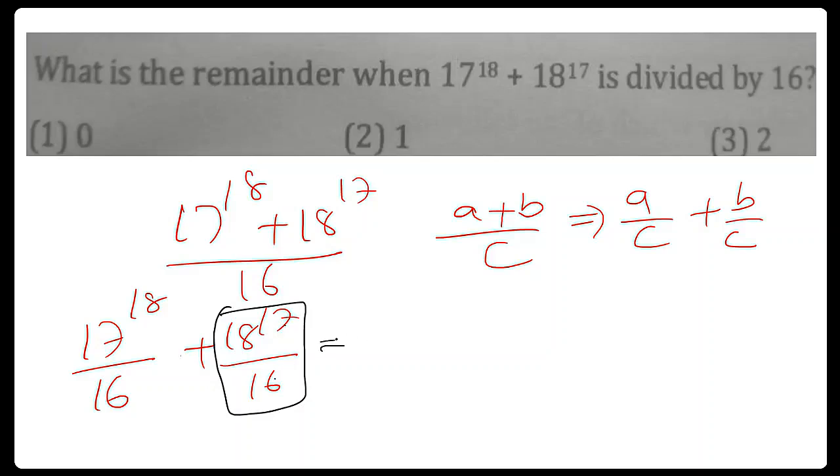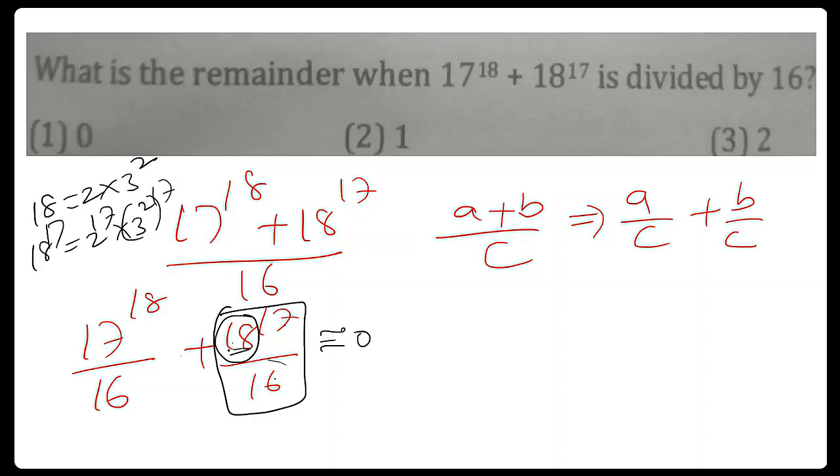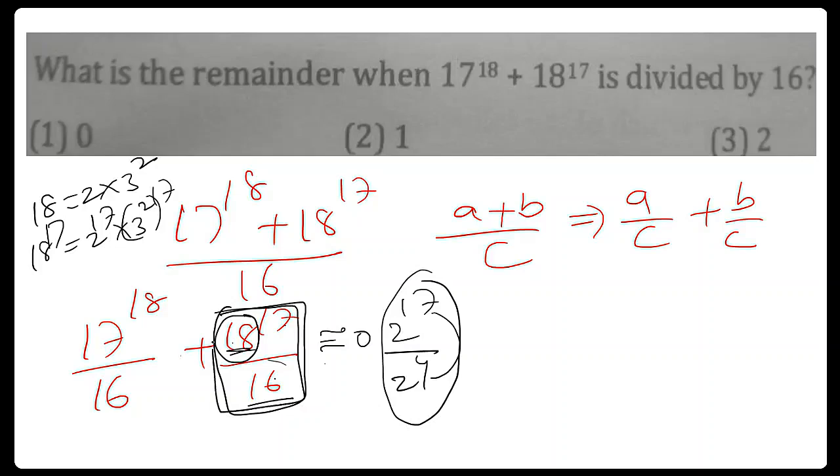First of all, let me tell you the second expression. When 18 power 17 is divided by 16, the remainder is 0, because 18 has 2. 18 can be written as 2 into 3 square. So 18 power 17 is 2 power 17 into (3 square) whole to the power 17. So 18 has 2 occurring 17 times, and you are dividing that by 16, which is 2 power 4. So definitely 2 power 17 is exactly divisible by 2 power 4. So the remainder is 0. Therefore in the second expression the remainder is 0.